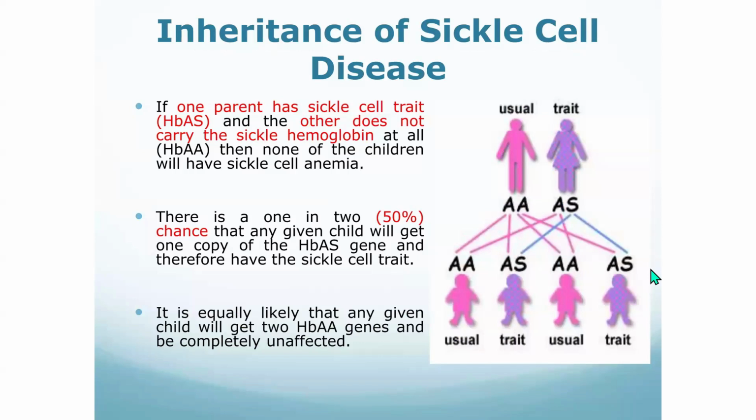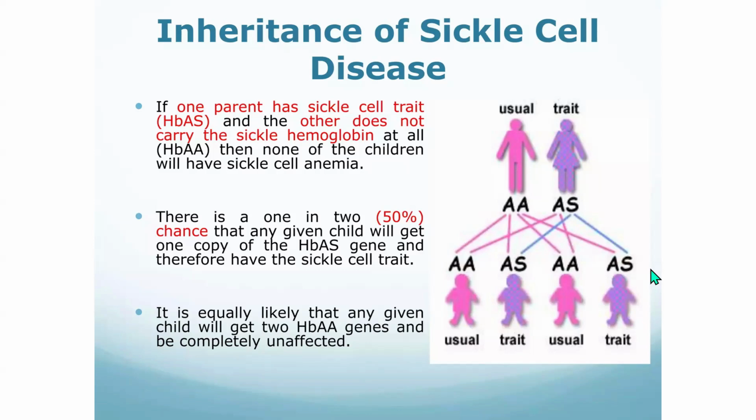Now let's look at the inheritance of sickle cell disease. If one parent has sickle cell trait, that is hemoglobin AS, it is a carrier. The other parent does not carry the sickle cell hemoglobin at all, that is hemoglobin AA. If you have hemoglobin AS, it means that you are a carrier, and if you have hemoglobin AA, it means that you have a normal hemoglobin and you don't carry the disease. Then none of the children will have sickle cell, if one parent has hemoglobin AS and the other parent has hemoglobin AA.